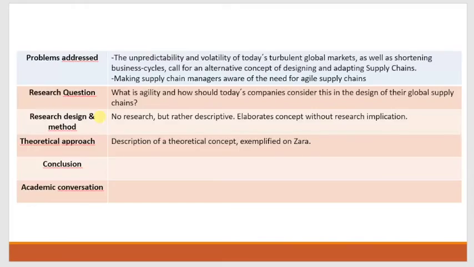So when we look at the problems addressed, it's a lot about the unpredictability and volatility of today's turbulent global markets, as well as the shortening business life cycles, which basically call for an alternative concept of designing and adapting our supply chains. So what he wants to do, he wants to make supply chain managers aware of the need for agile supply chains. So the research question hence is, what is agility and how should today's companies consider this in the design of their global supply chains?